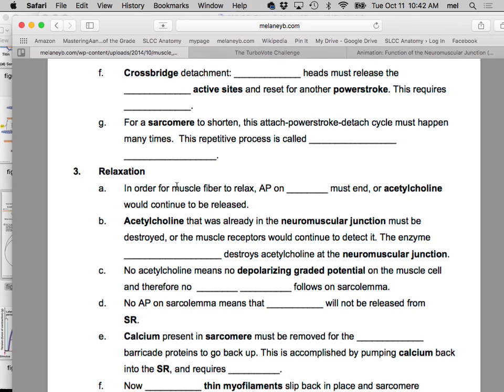In order for the muscle fiber to relax, the action potential on the blank must end, or acetylcholine will continue to be released. Presynaptic cell, or nerve cell, or axon, right? Anything that implies neuron instead of muscle cell.